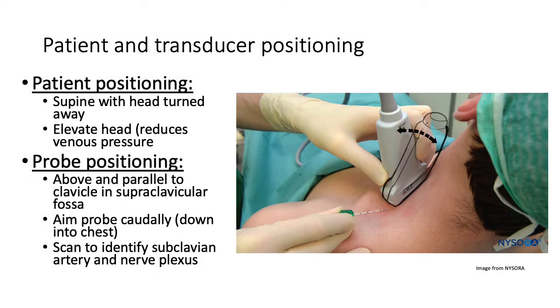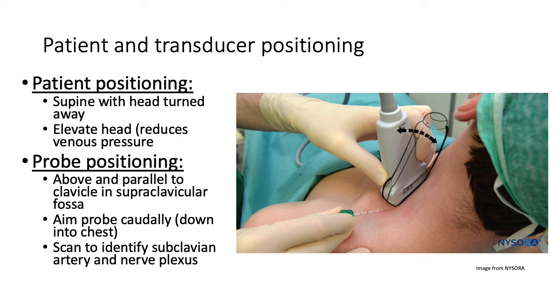Let's talk about patient and transducer positioning next. The patient should be supine with their head turned away from the side you're blocking. It can also help to elevate the head, which reduces the venous pressure, since you're also very close to some major vessels like the EJ during this block.